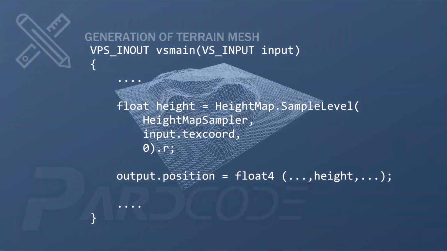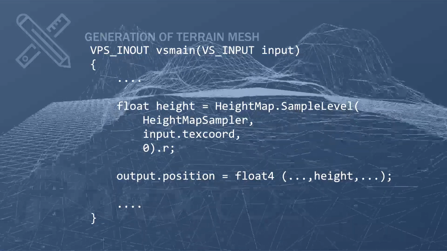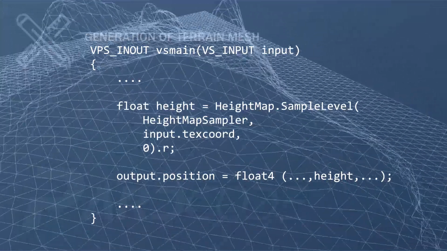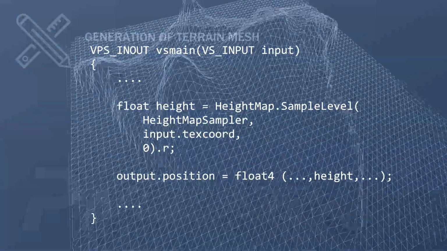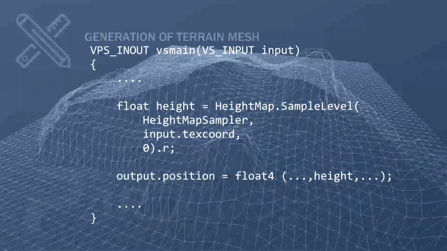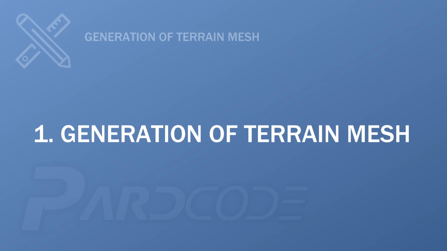Once we have this mesh and we render it, during the execution of the vertex shader we should retrieve for each vertex a height value from the height map and use it to displace the vertex of our flat mesh along the y-axis. That said, let's start with the generation of the terrain mesh.